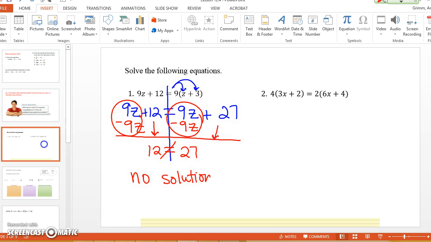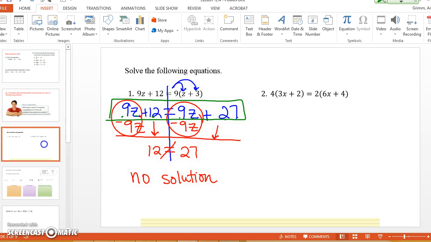But doesn't it have a solution? You just couldn't figure it out that way. No, because if we go back to this step right here, okay, can you tell me a number anywhere in the world that I can take times 9 and add 12, and it be the exact same number as if I say the same number times 9 and add 27? No, there's no way I can add 12 on one side and add 27 on the other and expect to have the same thing on both sides. That's why it's no solution. There's just nothing anywhere that's going to work for that, ever.